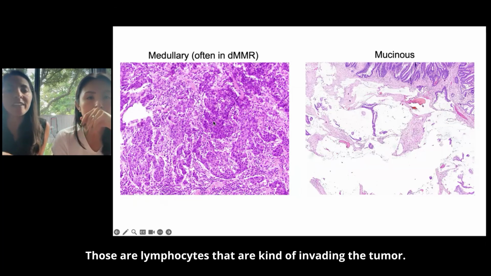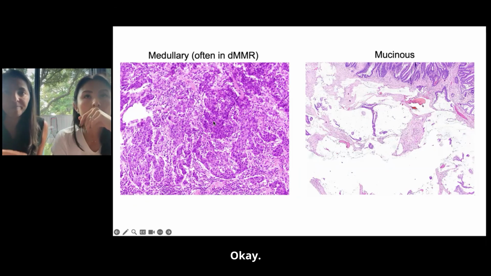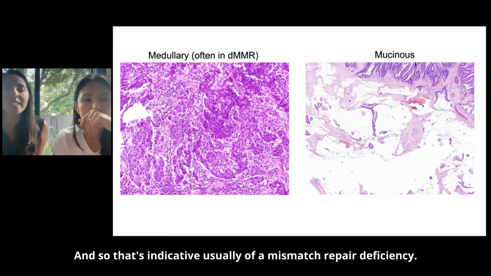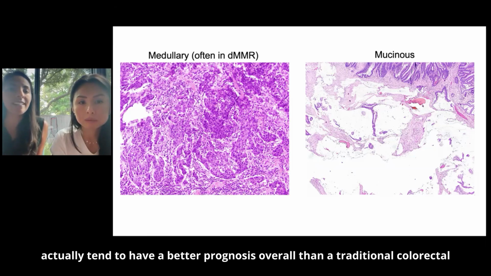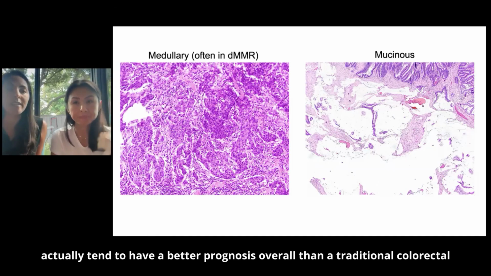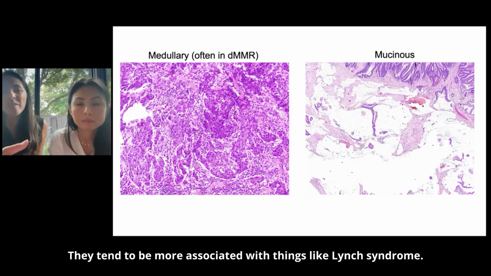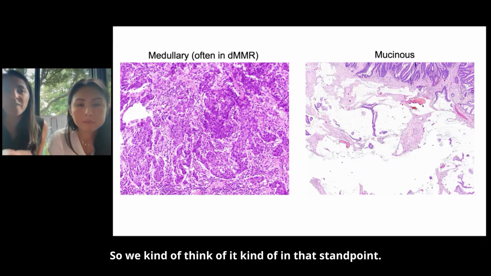Those are lymphocytes that are invading the tumor. That's usually indicative of a mismatch repair deficiency. So these tumors, even though they appear poorly differentiated on histology, actually tend to have a better prognosis overall than a traditional colorectal carcinoma. They tend to be more associated with things like Lynch syndrome.